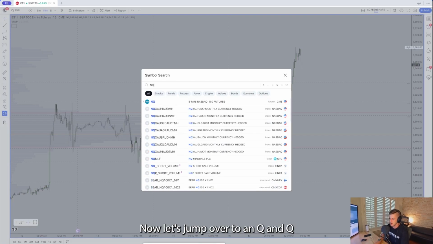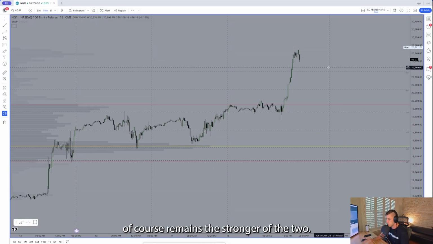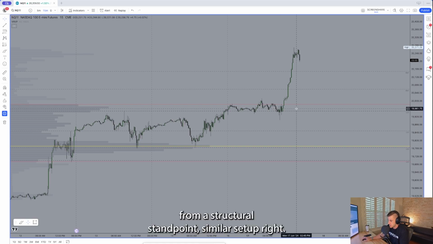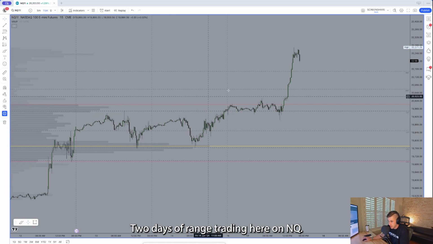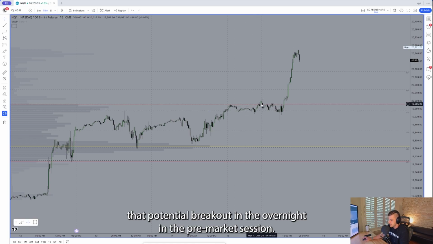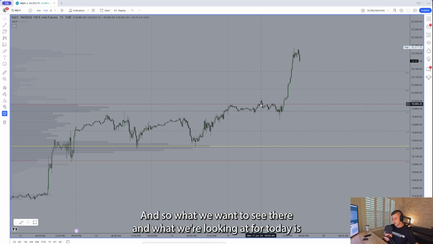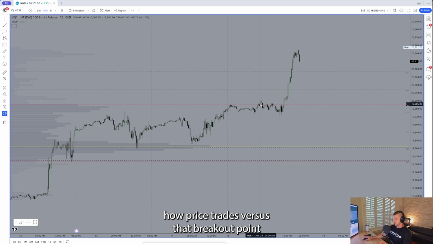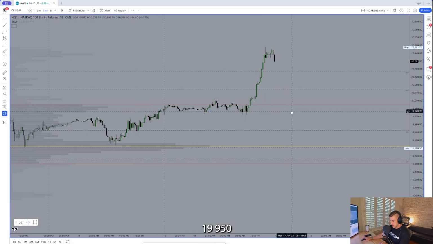Now let's jump over to NQ. NQ, of course, remains the stronger of the two. We did have, from a structural standpoint, a similar setup, right? Two days of range trading here on NQ, but NQ triggering that all-time high, triggering that potential breakout in the overnight, in the pre-market session. And what we're looking at for today is how price trades versus that breakout point, 19,950.